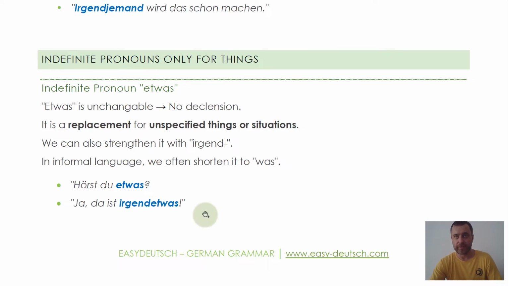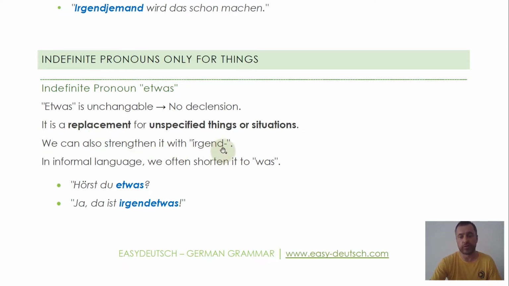Etwas means something. So here you have this similar difference from somebody to something. Jemand, somebody; something, etwas. They have the thing in there. Etwas is unchangeable, means no matter if it's dative, accusative, nominative, it's always etwas. So yes, you don't have to change it. And it's a replacement for unspecified things or situations. So everything that can't get a gender because we simply don't know it gets etwas for sure.